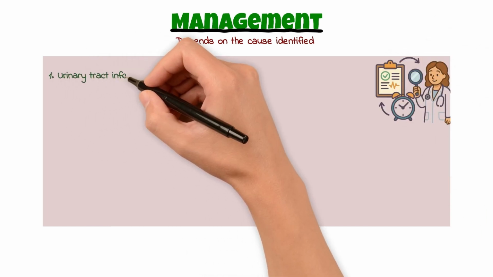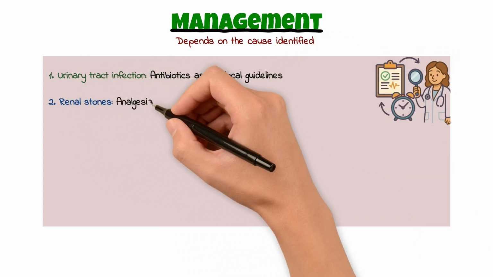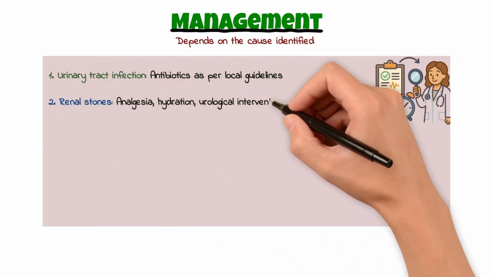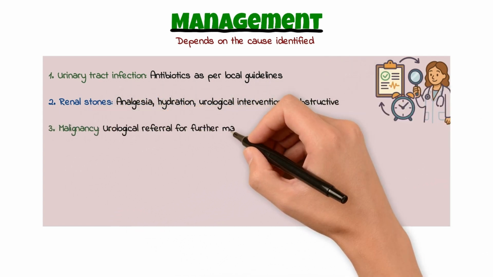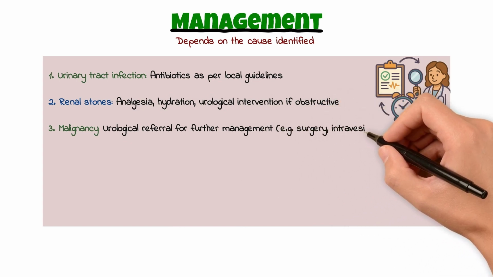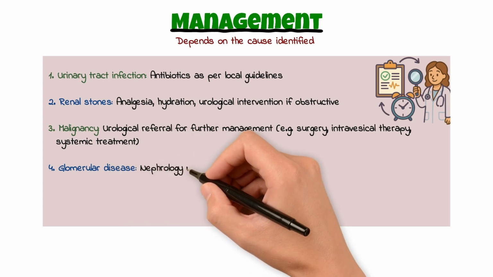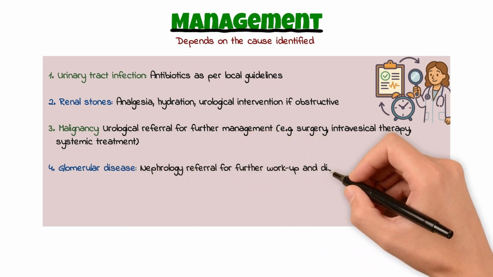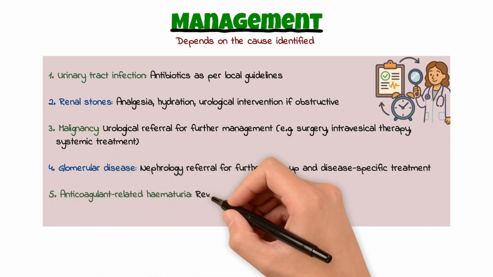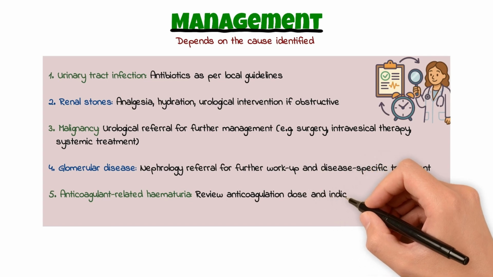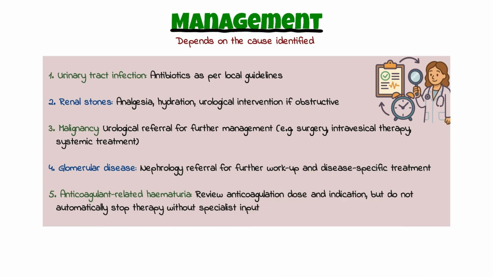Urinary tract infections: antibiotics as per the local guidelines. Renal stones: analgesia, hydration, and urological intervention if obstructive. Malignancy: urological referral for further management, for example surgery, intravesical therapy, and systemic treatment. Glomerular disease: nephrology referral for further workup and disease-specific treatment. Anticoagulant-related haematuria: review anticoagulation dose and indication, but do not automatically stop therapy without specialist input.